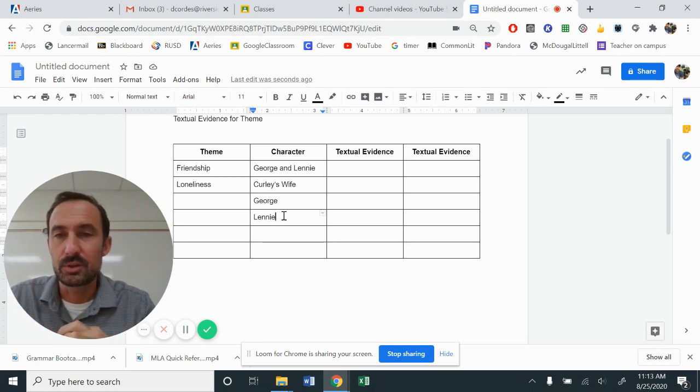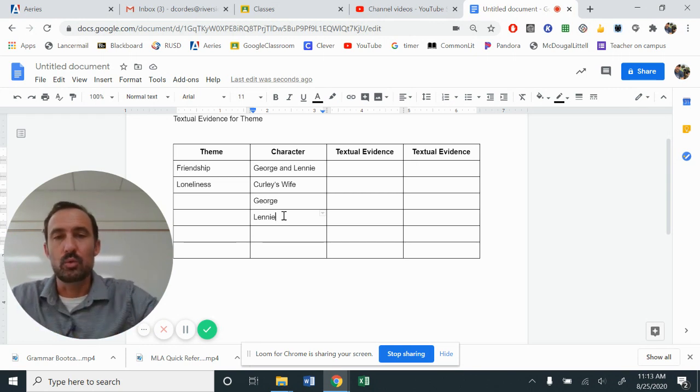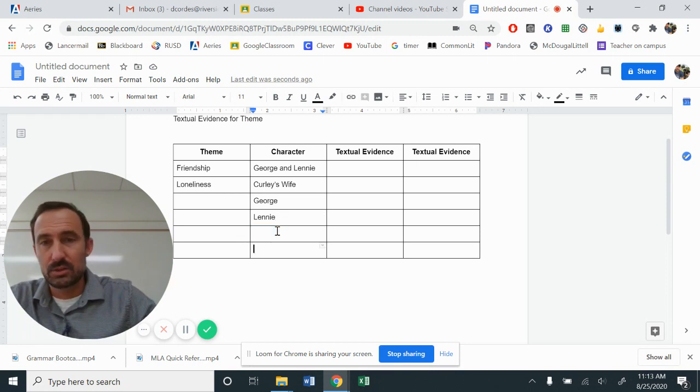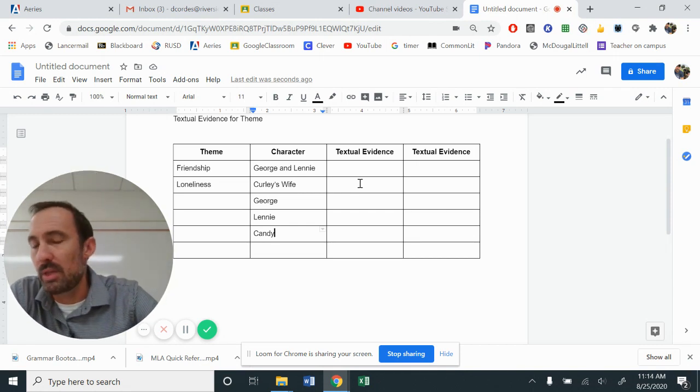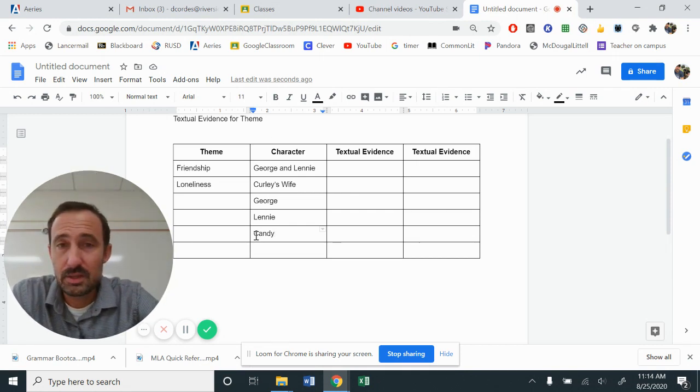I think that's good so far. If you want to add Candy, you could add Candy. Candy is pretty lonely as well. Okay. So our goal now is to find a piece of textual evidence, something that relates to our text.